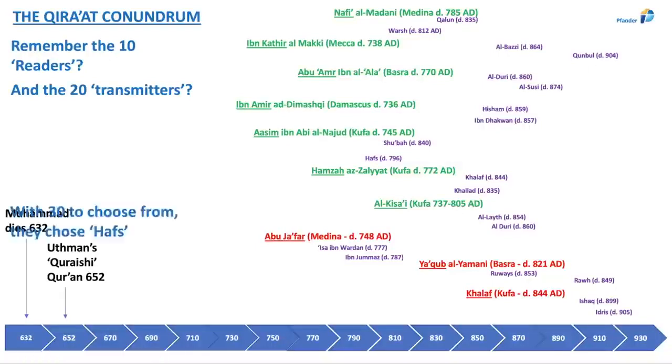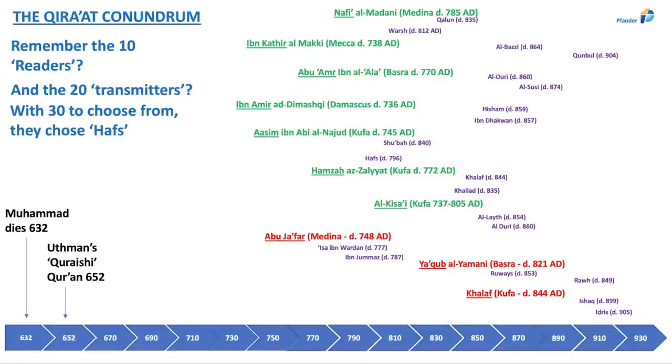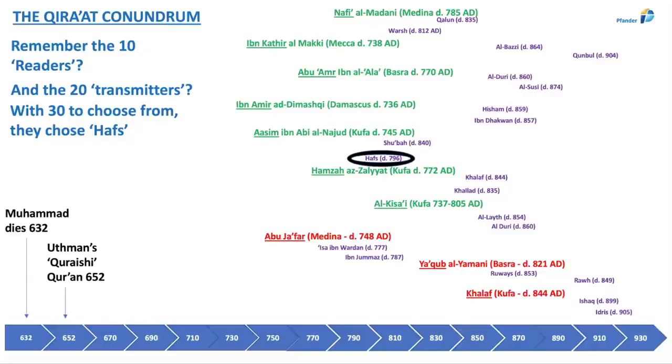So, that gives us a total of 30. And from within those 30, notice the one that has been chosen for today is this guy here, Hafs, the one I've got circled in black. He is the one that I just held up. He is the one that you see here. This is the Hafs. And if you go back to the graph, take a look. He is from Asim. He is from Kufa. Hugely important. And we're going to find a little bit about him, and we're going to ask some questions.